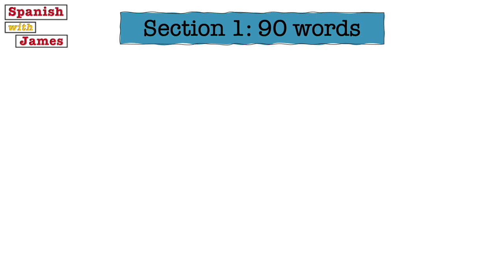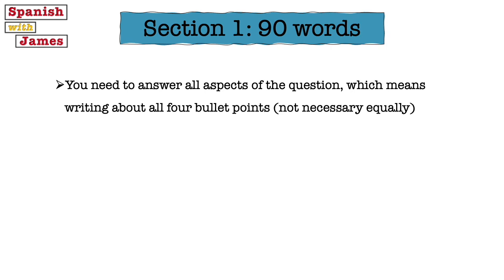So let's take a look in detail at section 1, which is the 90 words crossover question. For this, it's important that you answer all aspects of the question, and that means writing about all of the 4 bullet points. Not necessarily equally, so you might write about some more than others, but it's essential that you mention at least something that really ticks the box for each of those 4 bullet points.